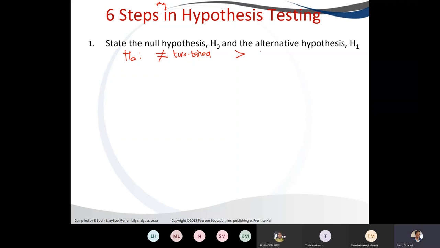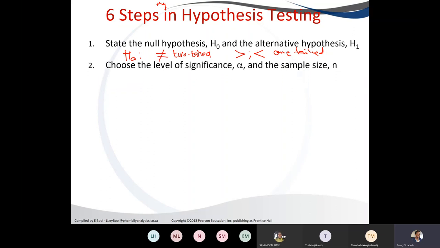If in the alternative we have a less than or a greater than, then we are looking at what we call a one-tail test. If it's greater than, the rejection area is only on your right-hand side. And if it's less than, your rejection area will be on only one side, on your left-hand side. Stating your correct null and alternative hypotheses will also guide you when you find the critical value, and when we do the critical value, I'll show you what I'm referring to.